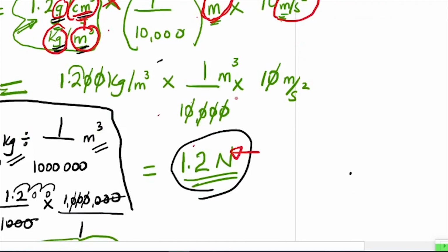Again, if you look at this, we said that 1 newton is equivalent. Let's try it out here. This is kilograms per meter cubed, multiplied by meters cubed.